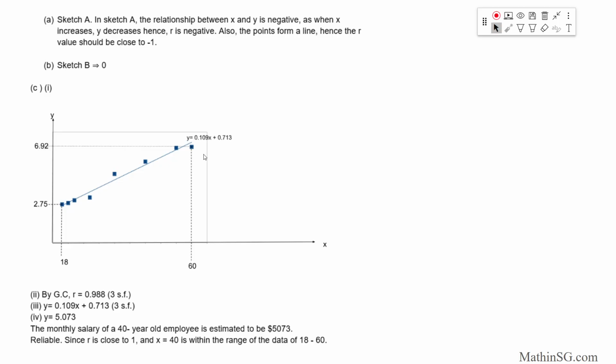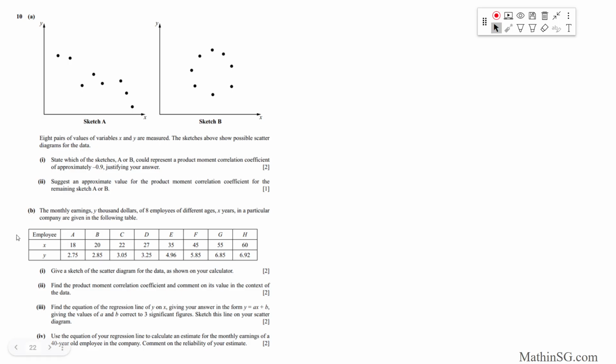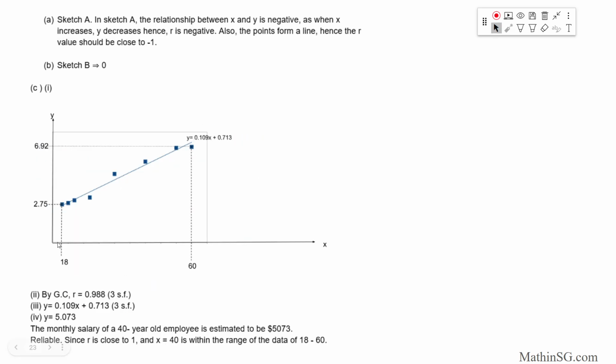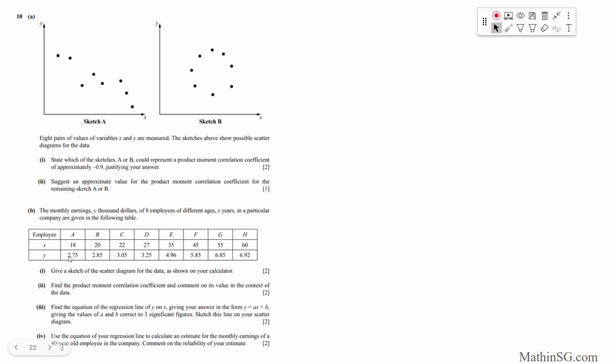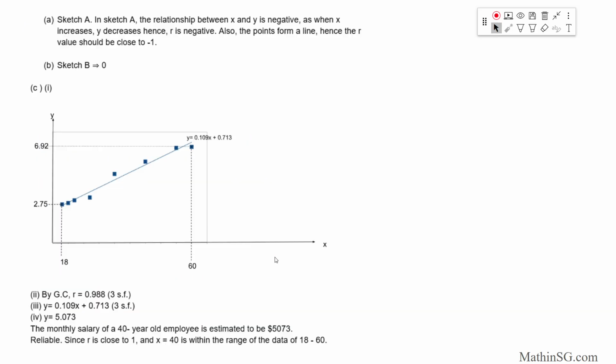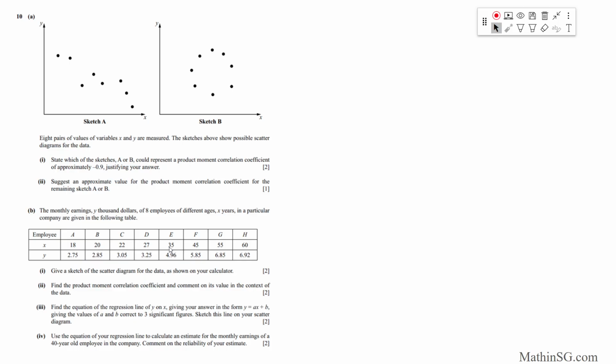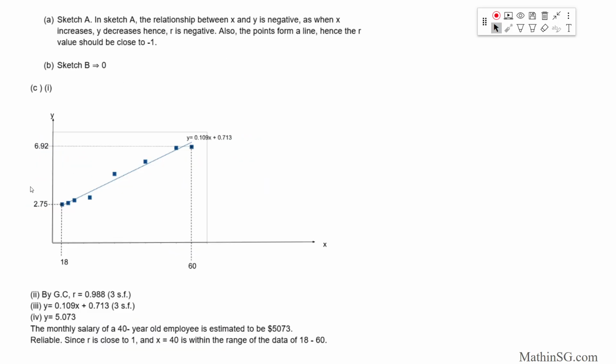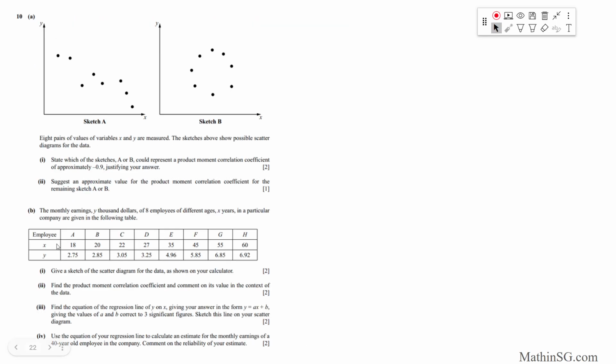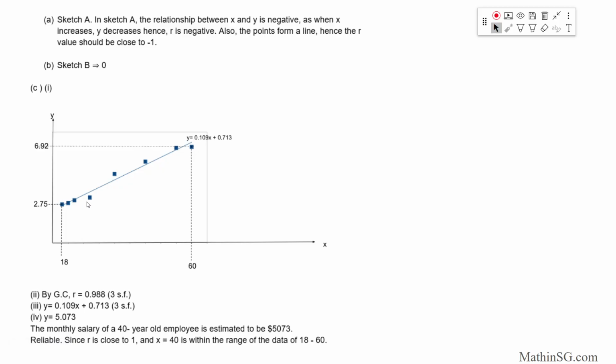So what is important from the GC? You need to label your X and Y and then give the limits. So X goes from 18 to 60. And then Y goes from 2.75 to 6.92. Then just draw these points here. So for part C, part 1, you only need to draw these points. Just these points.